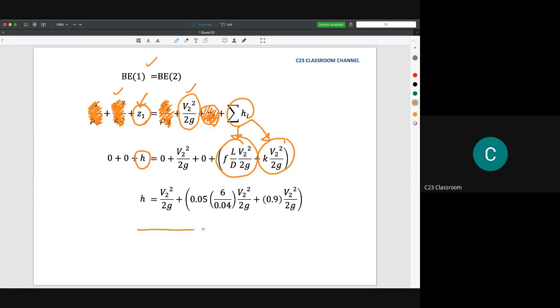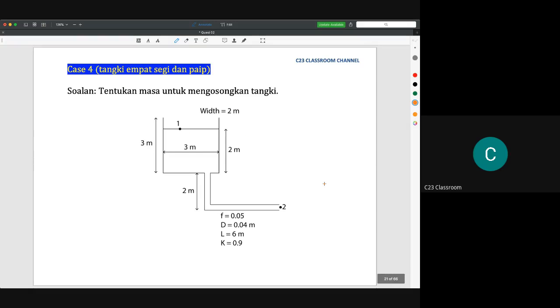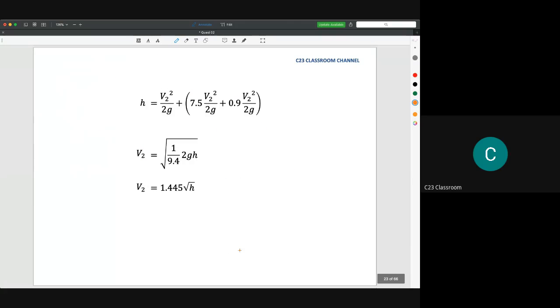Then we could write the equation like this. So this is the value of K as shown in this question. And then we simplified everything here. Okay, so we could write V2 is actually 1.445 square root H. So this is the equation to describe or to show the velocity changes of outlet.